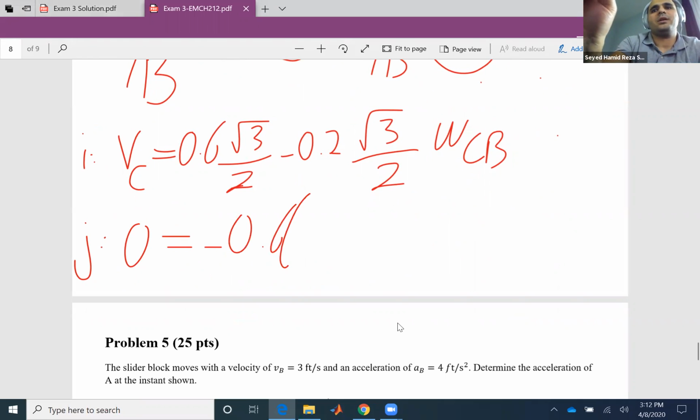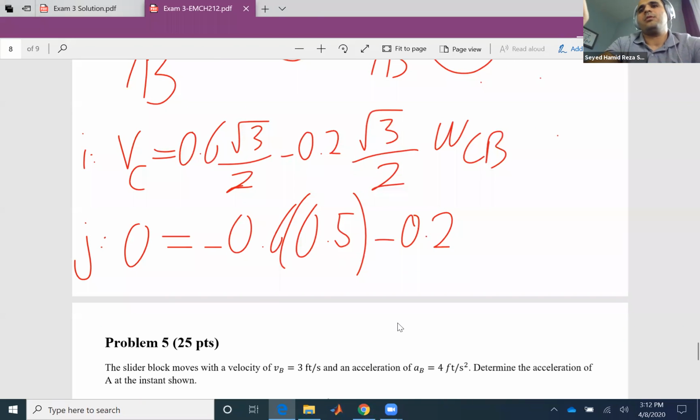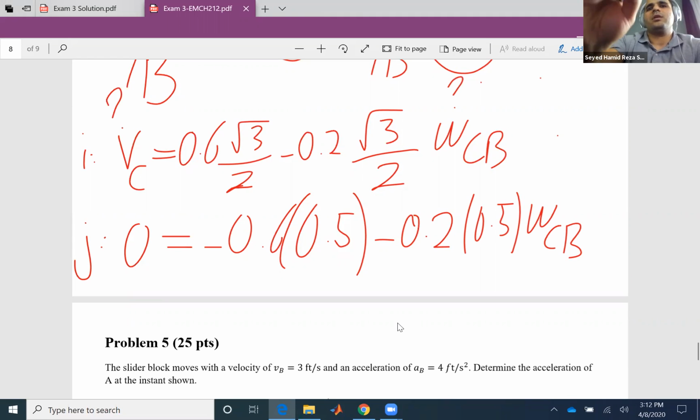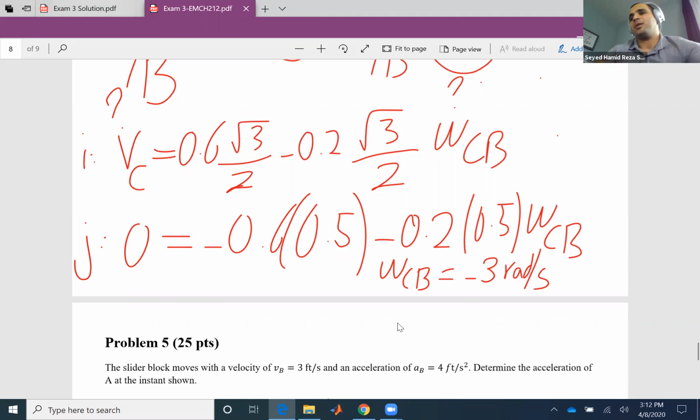I hope that by now you should be able to find both components of I and J. Then I have 0.5 omega CB. So from this, for I I have two unknowns. For J, I only have omega CB, so I can find omega CB. If I write it here, omega CB is -3 radian per second. So it's not counterclockwise. I got a negative value, which means that the assumption that I had originally is incorrect, and my link CB is rotating clockwise.